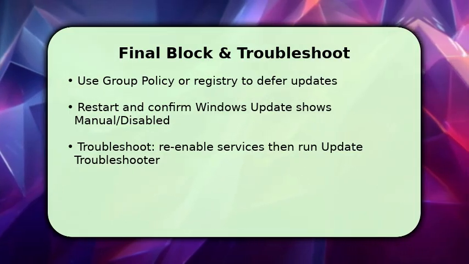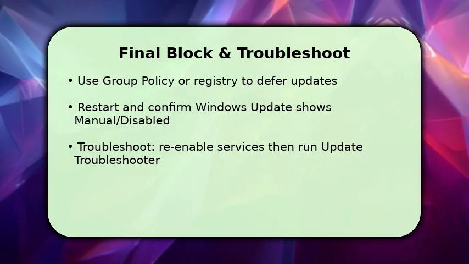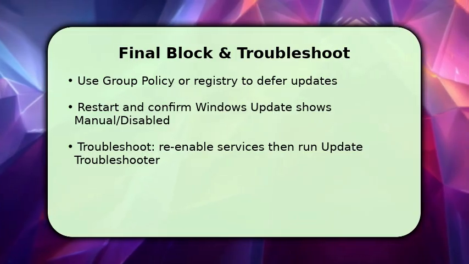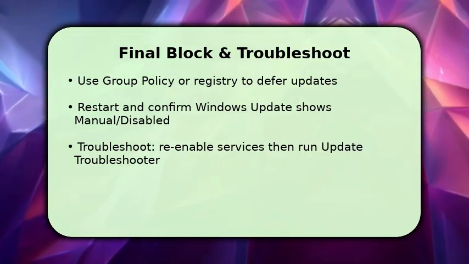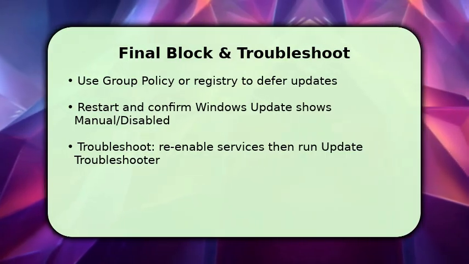Restart your PC and confirm services still show manual or disabled for Windows Update and BITS. If something goes wrong, re-enable the services, reboot, and run the Windows Update Troubleshooter. It helps reset corrupted components, and then you can retry a controlled update when ready.